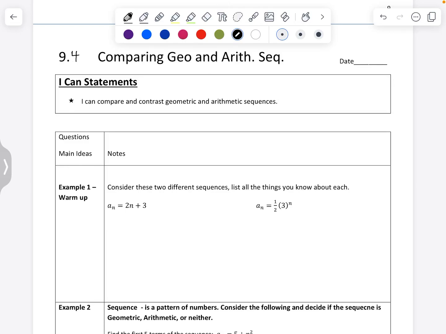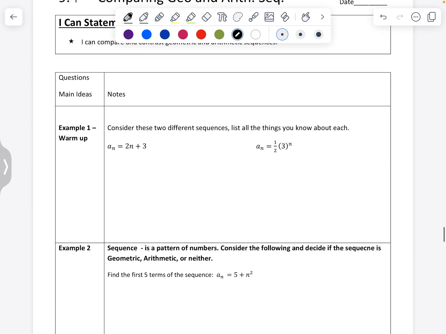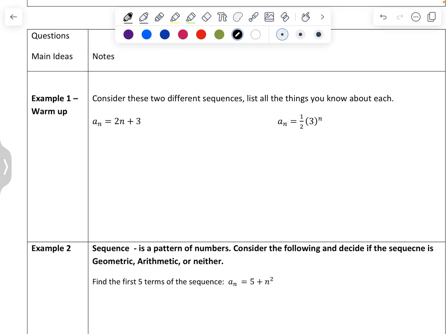Hey guys, welcome to 9.4, comparing geo and arithmetic sequences. So the first thing we're going to do is warm up by reminding ourselves of what makes them geometric as compared to arithmetic. So in the first example, it says consider these two different sequences. List all the things you know about each.